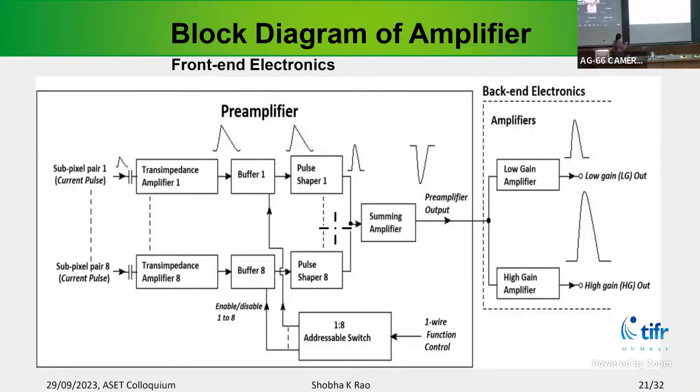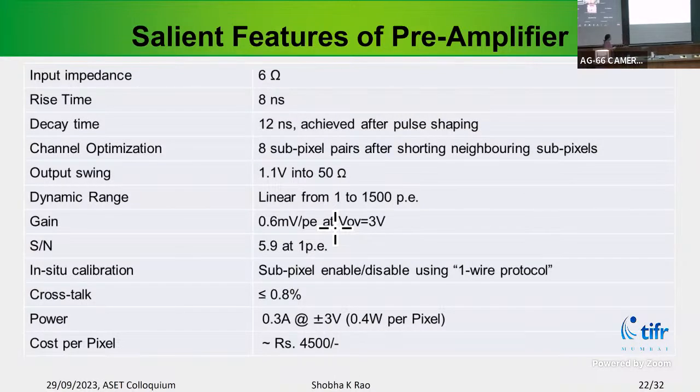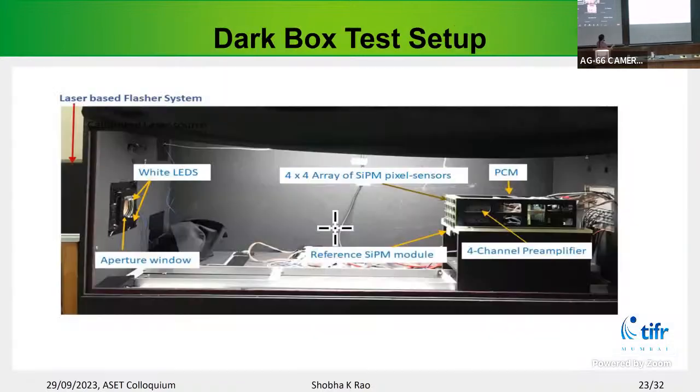for the subpixel on and off for the gain measurement, what I call in situ calibration, we are using this 1-wire control from the bias card, and we can switch off this current from the rest of the subpixels and just process this. And these are the salient features of the amplifier, which is published in a paper. I think I'll move to the next one.